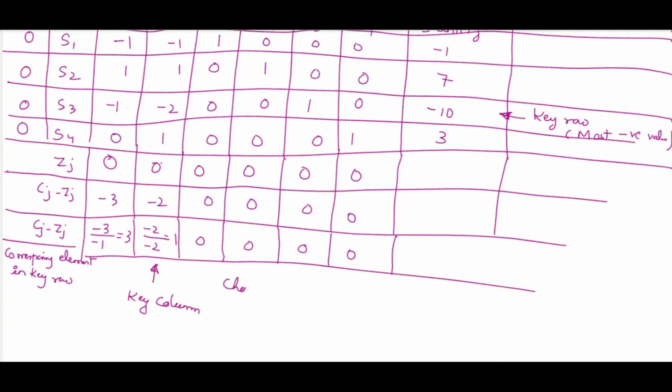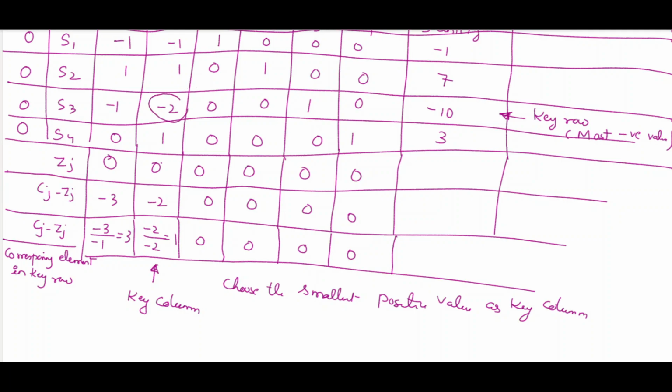Choose the smallest value, smallest positive value, not 0. Smallest positive value as key column. Now find out the intersection element of key row. This is key row and this is key column.